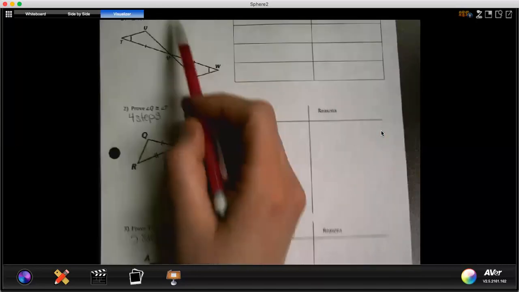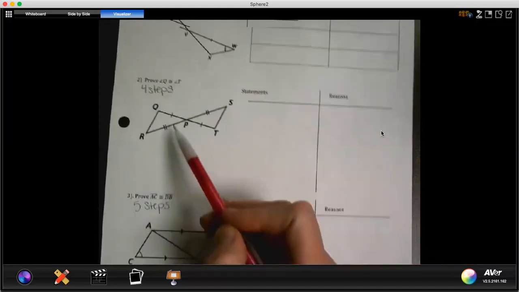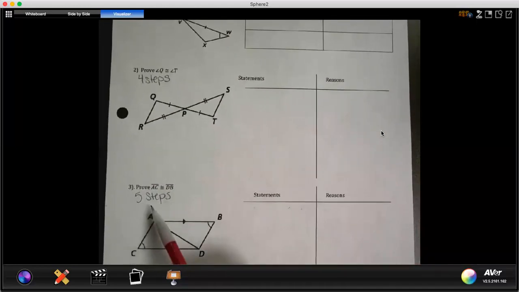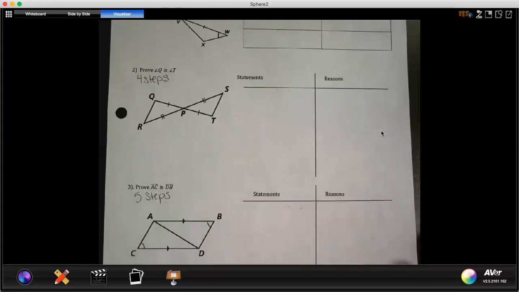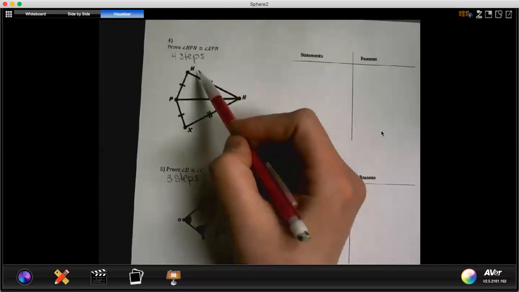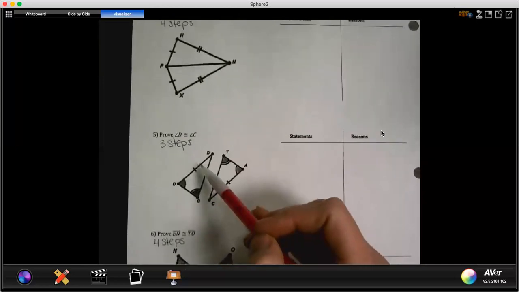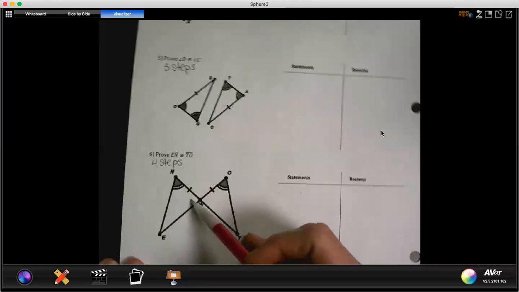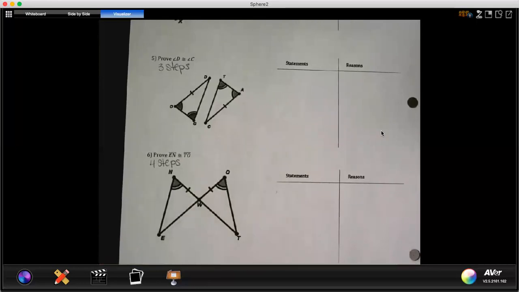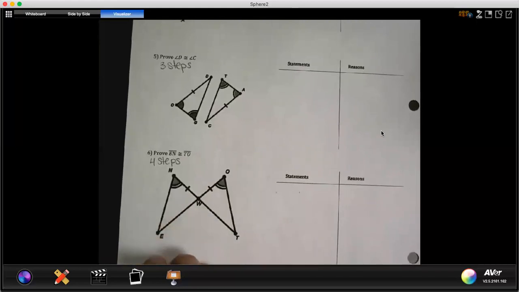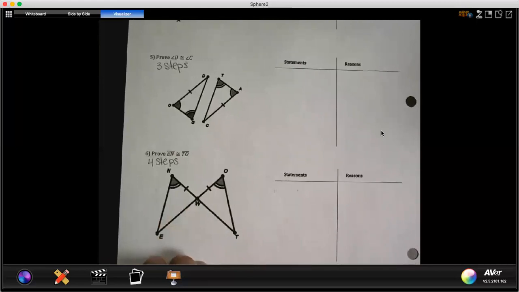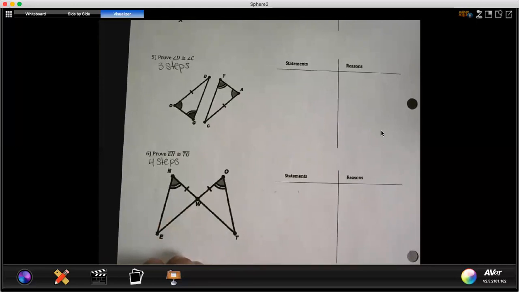So on number 1, obviously you have 4 steps. On 2, you have 4 steps. On 3, you have 5 steps. On number 4, you have 4 steps. On number 5, you have 3 steps. And then on number 6, you have 4 steps. So anywhere between 3 and 5 steps, most commonly 4 steps. But you have a quality amount of time. So once you're done with this video, go ahead and grab the assignment and use your time wisely to get this assignment done.